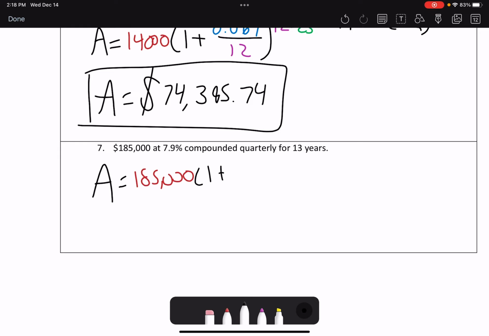So I have $185,000. Multiply that by 1 plus the fraction with a numerator of 0.079 and a denominator of 4, raised to the power of 4 times 13. So after that 13 years, your account is going to have a balance of $511,499.08.